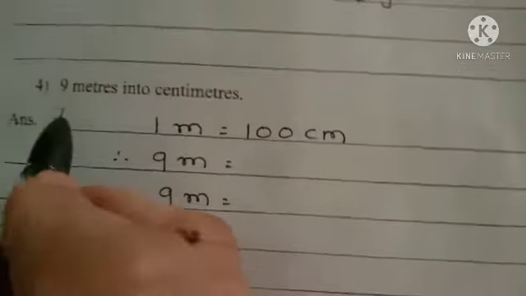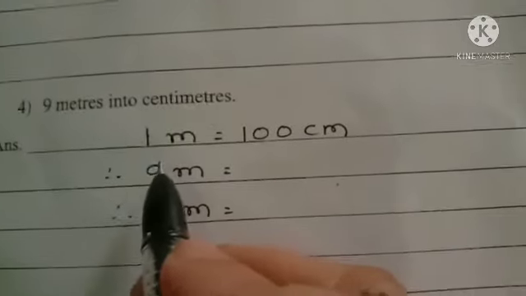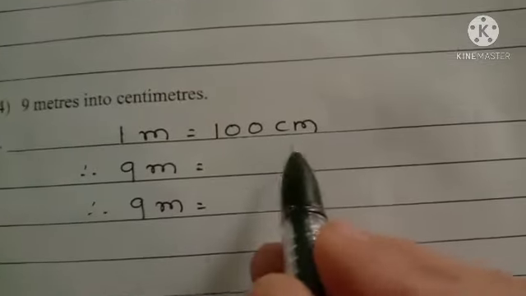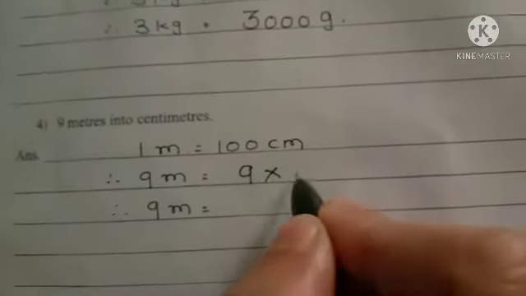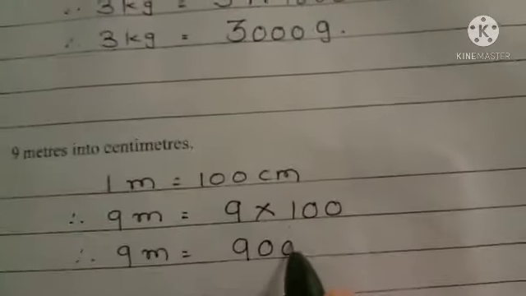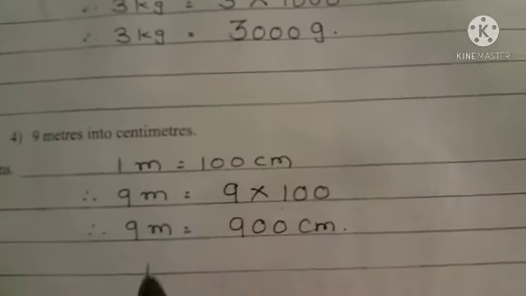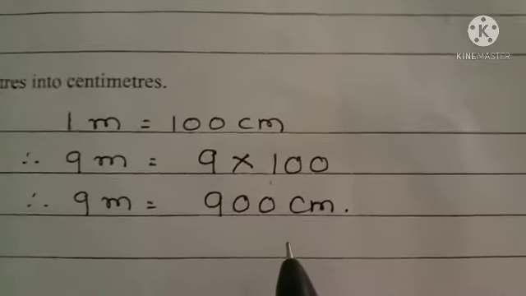Next example is given 9 meters into centimeters. We know that 1 meter is equal to 100 centimeters. So 9 meters is equal to 9 multiplied by 100. 9 multiplied by 100 is 900 centimeters. So 9 meters is equal to 900 centimeters.